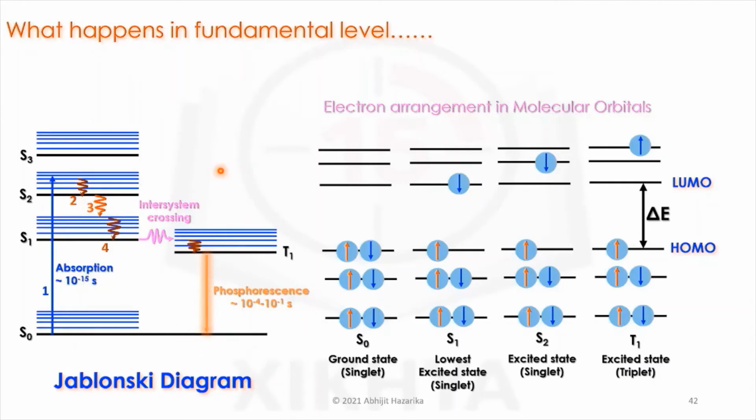Now from the spin selection rule, this S to T transition or T to S transition is spin forbidden. So this is the reason why the phosphorescence process is very slow, in the range of, let's say, microsecond to second.